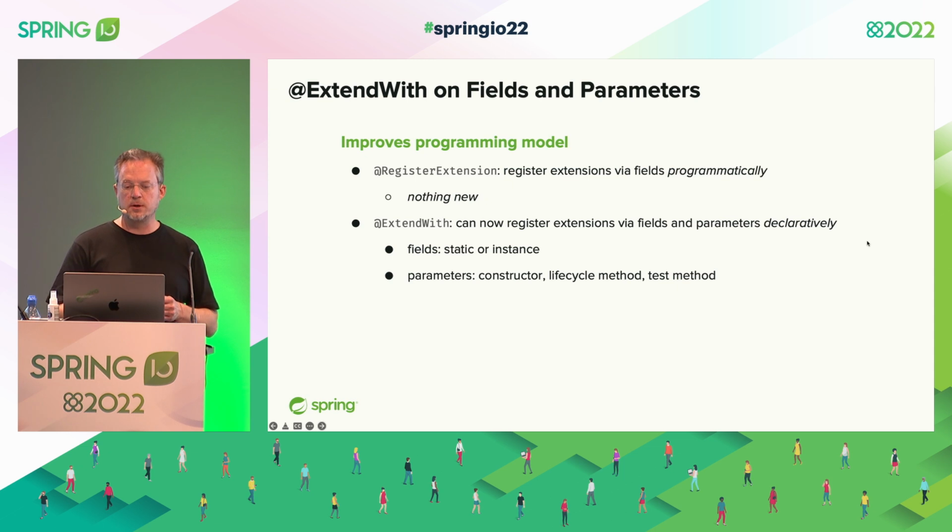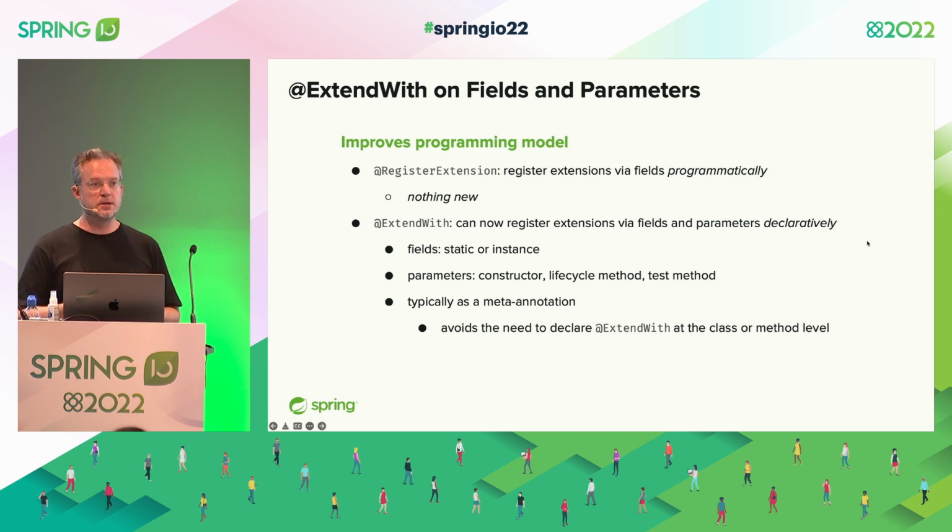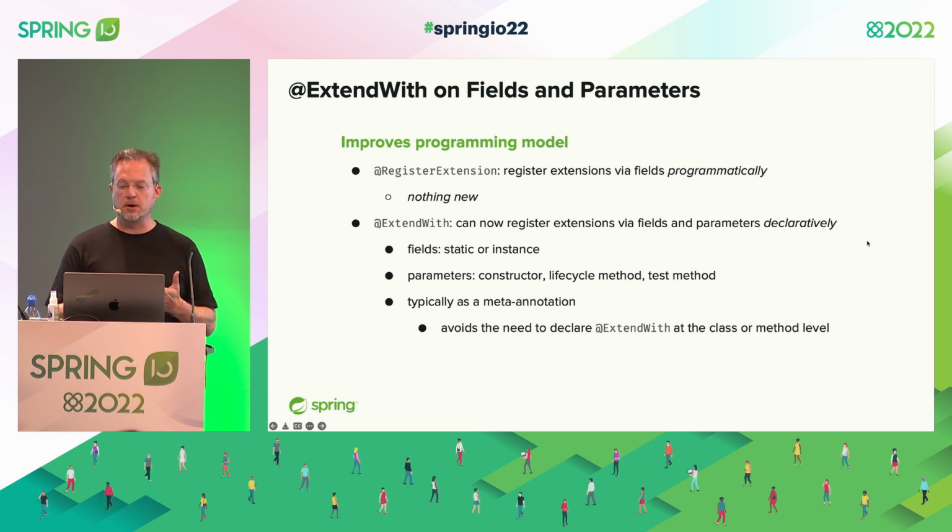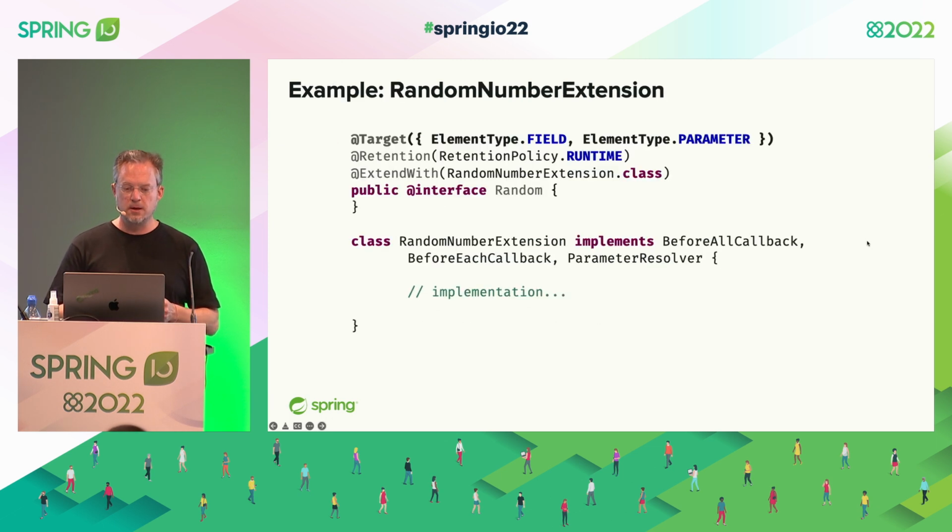And for parameters, that can be applied to constructor parameters for your test class, lifecycle methods like @BeforeAll, @BeforeEach, test methods, etc. Now typically this would be used as a meta annotation, so an annotation on top of another annotation, and that basically avoids the need to have to declare @ExtendWith at the class or method level. And we'll see that in an example.